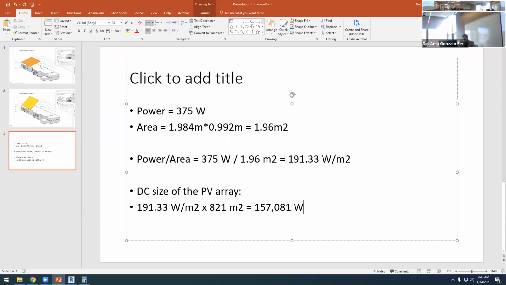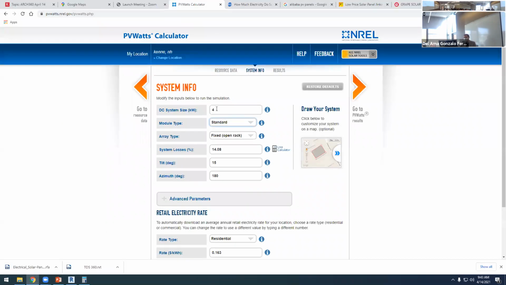This is watts, and then we have to turn this into kilowatts. We divide it by 1,000, so it's around 157 kilowatts. And this is the DC size of my PV array, 157. And this is the value that I have to insert here, 157.